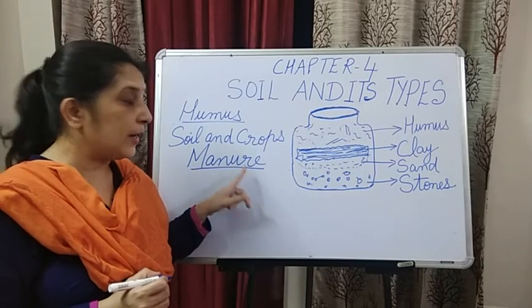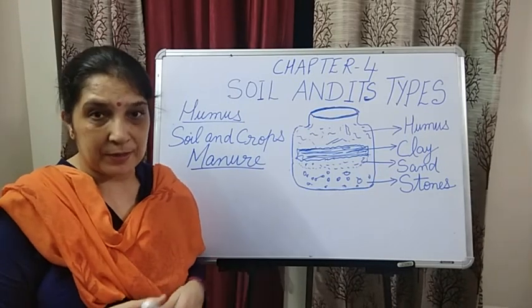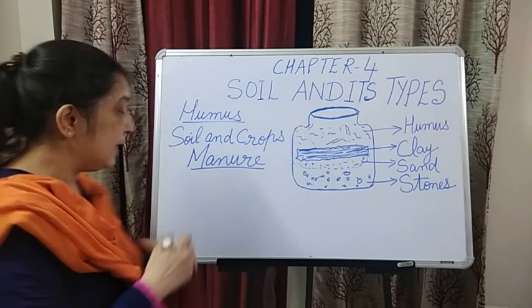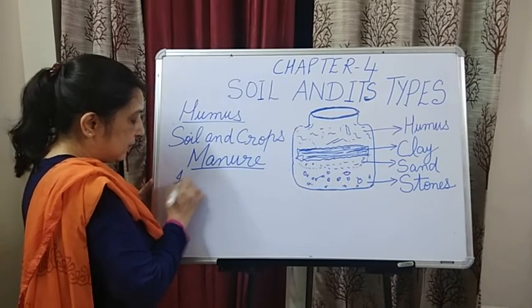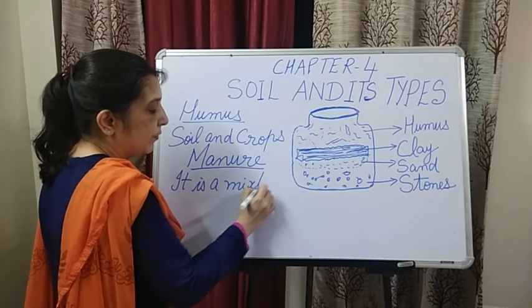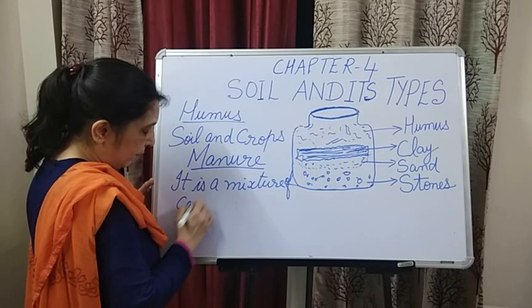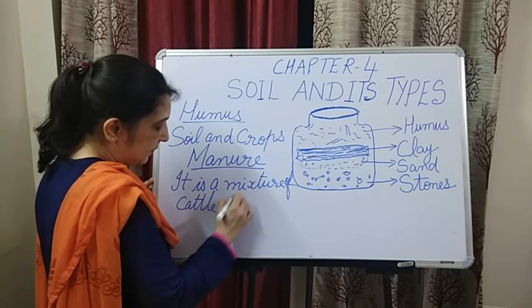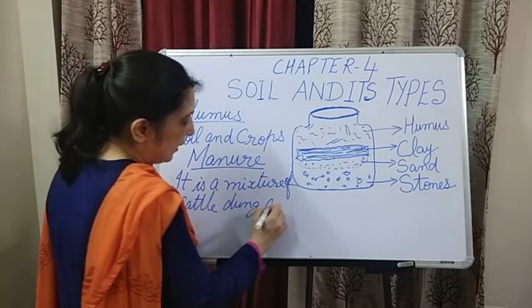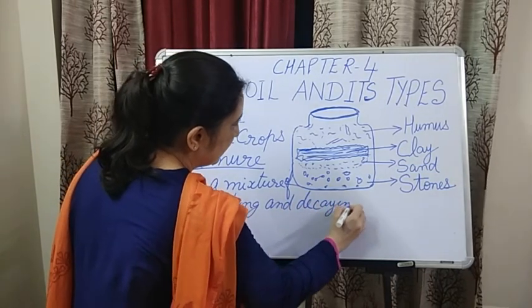M-A-N-U-R-E, manure, right? Now, what is the meaning of manure, you might be thinking? I'll explain it to you, right? Manure is a mixture of cattle dung and decaying leaves, right children?